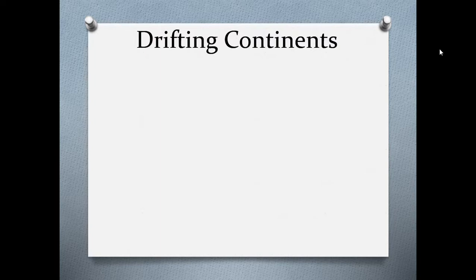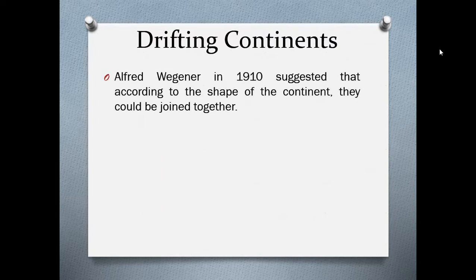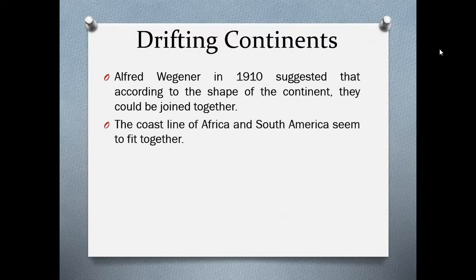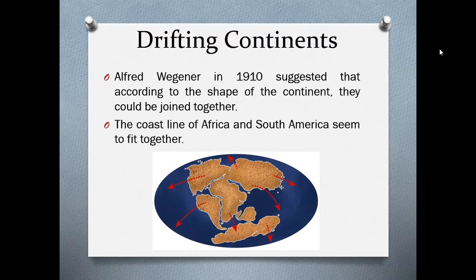So this week we're going to study a very interesting topic, which is drifting continents. So there was a very important scientist in the last decade. His name was Alfred Wegener. And in 1910, he suggested that according to the shape of the continents, they could be joined together. So here we have a very small example of what he meant with that statement. So the coastline of Africa and South America seem to fit together. So let me show you a picture.